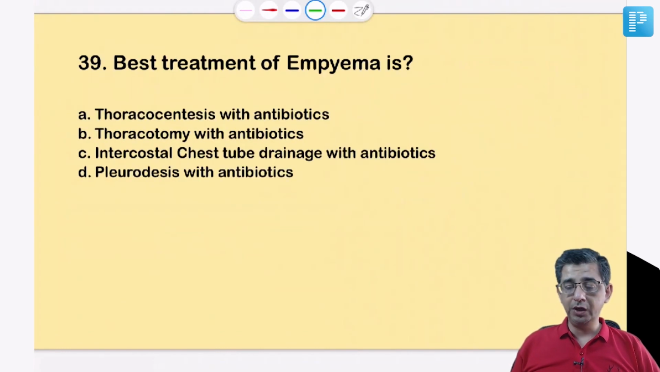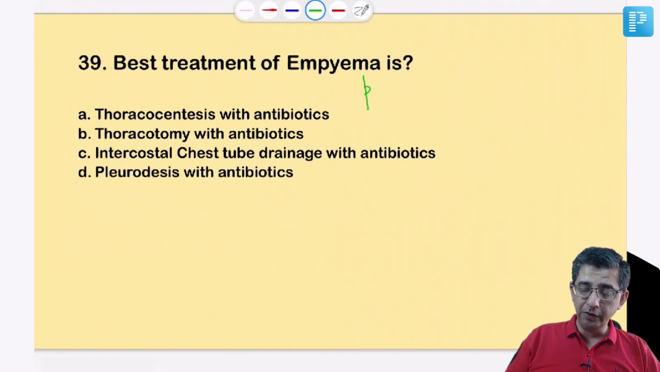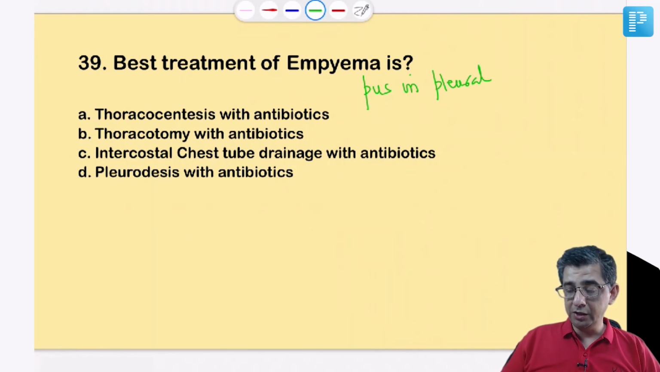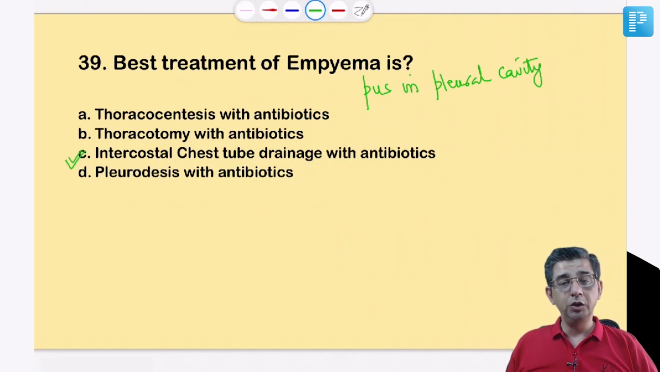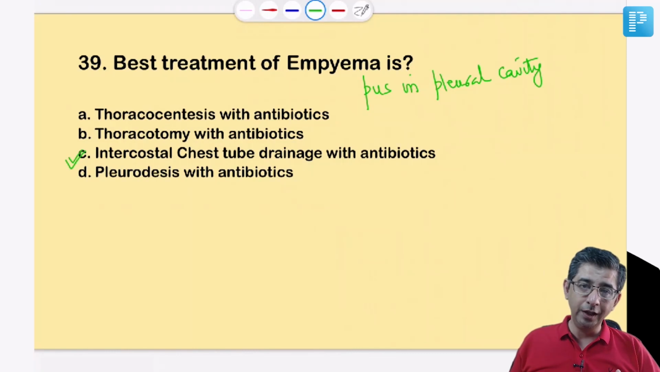The next one says, what is the best treatment for empyema? We very well know empyema would mean pus in the pleural cavity. So you need to put in a chest tube. The best way to get rid of this pus is to put in a chest tube and just get rid of this along with antibiotics. Thoracocentesis means you're putting in a needle, and with a needle the pus may be very thick. It may not come out.